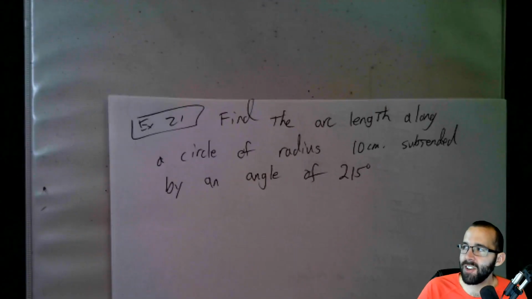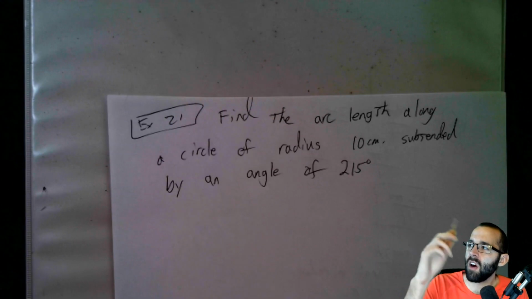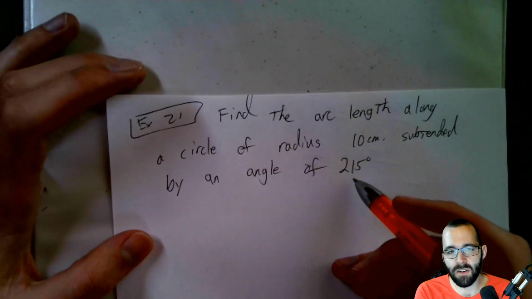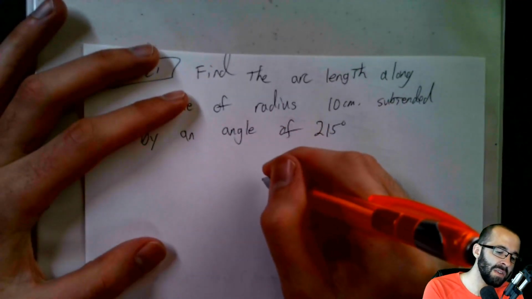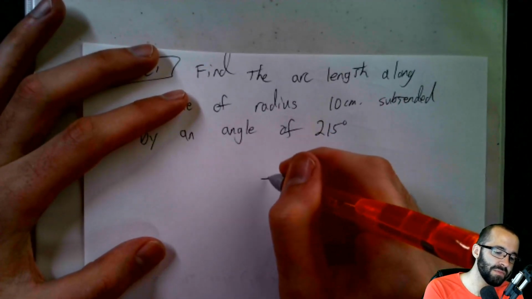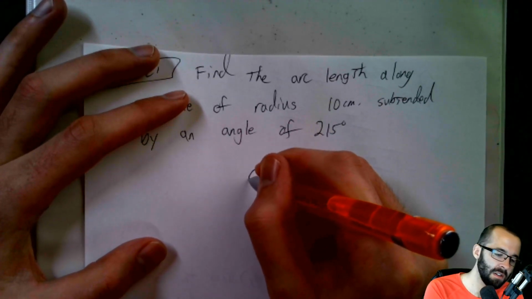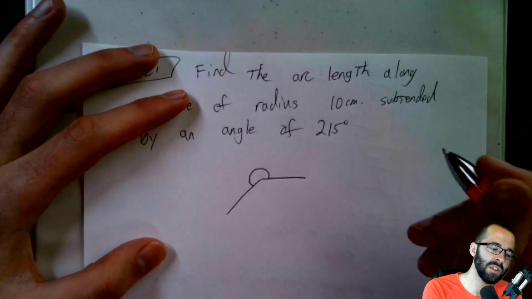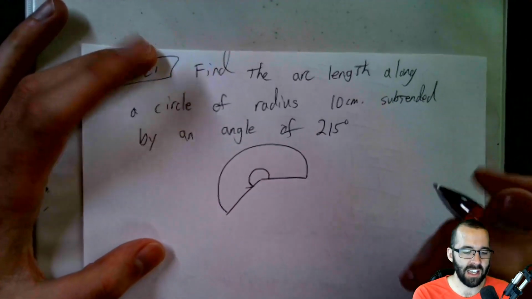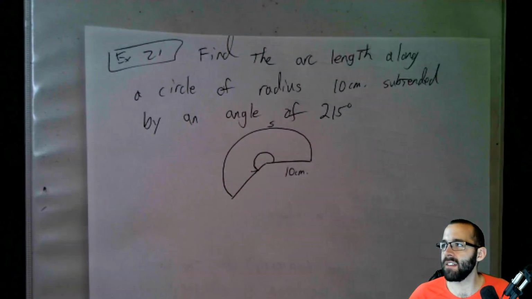Okay? So, all that subtended means is that we have an arc, and the arc of that circle covers the same amount as that angle. So really what it means is start drawing a 215 degree angle, which again is going to be 180 degrees plus 35 more. It looks something like that. That's the portion of the circle that we're looking at. And again, the radius is going to be 10 centimeters. And we're curious, what is this arc length?